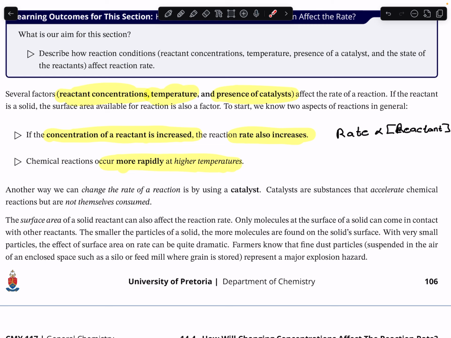It's the concentration, the temperature, presence of a catalyst, and surface area. And presence of a catalyst is probably the one that's newest to you, but the other ones you kind of can control as they are.